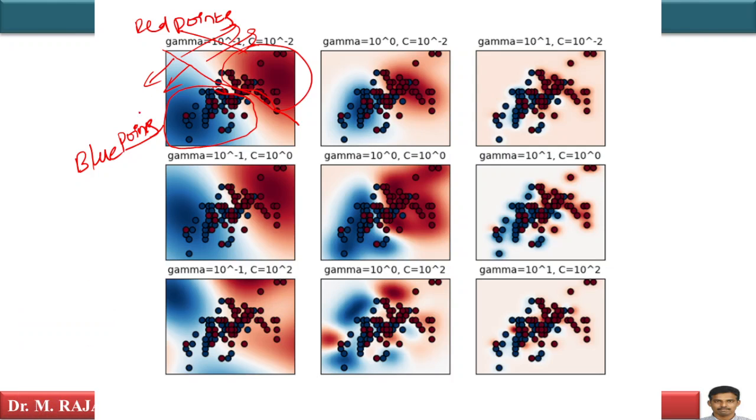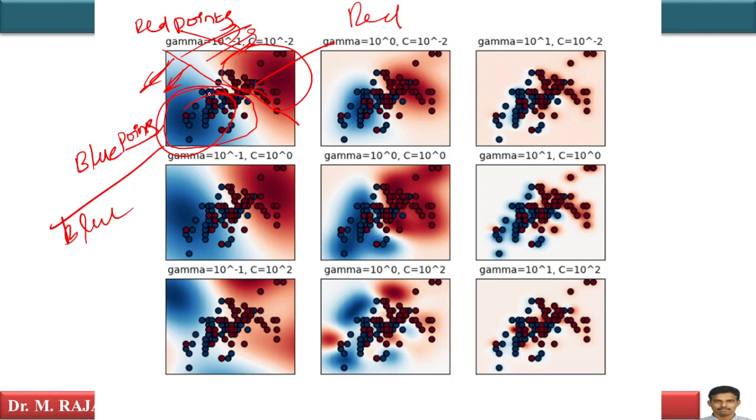Just see, on this side I have blue points, and on this side I have red points. All these points are declared as blue, and all these points are declared as red, isn't it? The decision surface separates the blue points and the red points. Remember, this is the RBF kernel, but as gamma increases, in other words as sigma decreases, your surface changes.